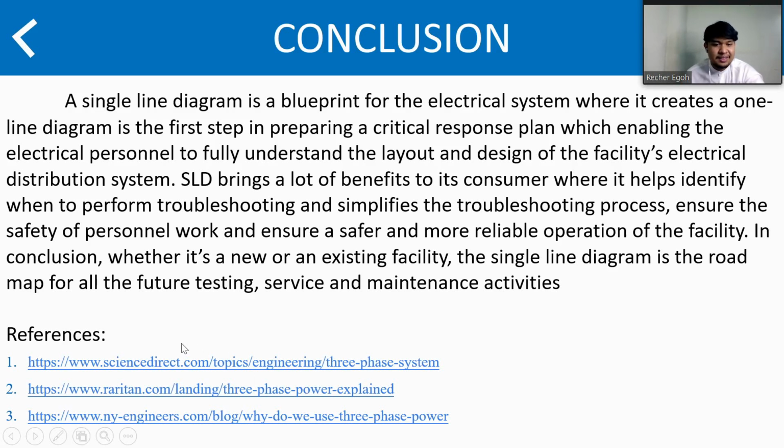So here are the references that we used for our project, which is from Science Direct, the topics that relate to the three-phase system in engineering. And the second one is from raritan.com, which is the explanation about the three-phase power. And the last reference is from NY-engineers blog, which is how do we use the three-phase power.